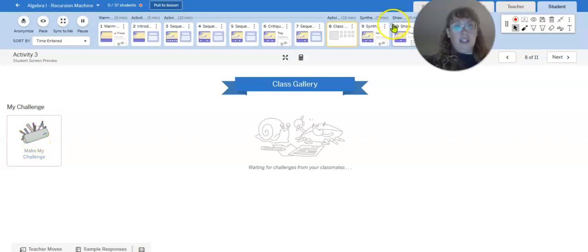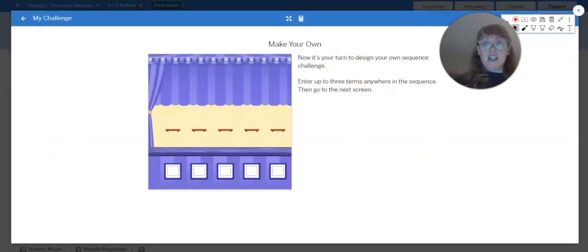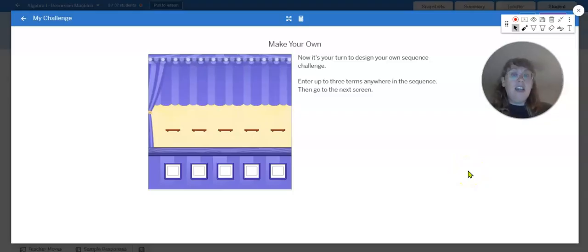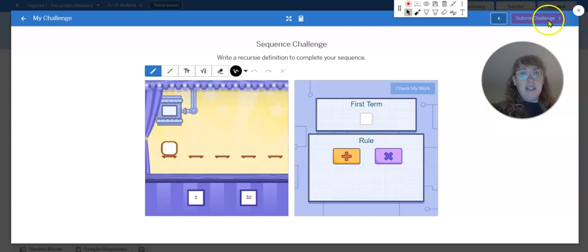When you can, on slide 8, you can make a challenge. So now it's your turn to design your own sequence challenge. Enter up to 3 terms anywhere on the sequence, and then you're going to go to the next screen. So maybe you want to make this 2, maybe make this 32, and that's great. Know that there is a pattern when you're making these numbers. Make sure you know that there's a pattern that's getting there, and then you'll hit next.